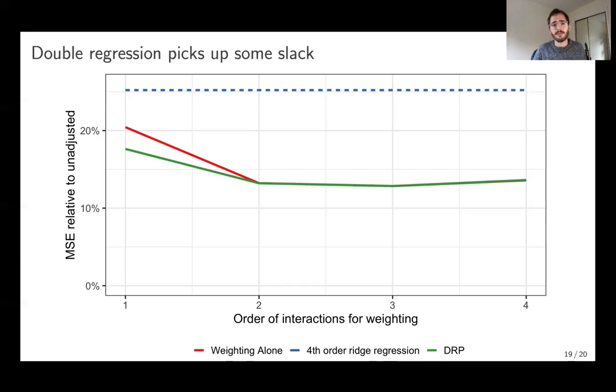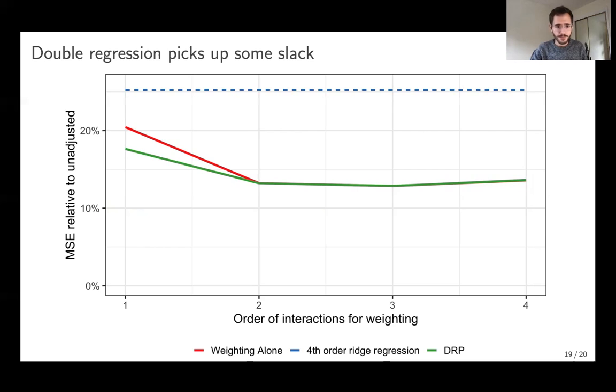We can now look at what happens if we combine with an outcome model. The blue dashed line is just using a fourth order ridge regression. And here we see it does way worse than raking if you look at the first order interaction, but combining raking and that model improves over both, and our DRP estimator has better MSE. But then once we start balancing higher order interactions, the DRP estimate just collapses to the weighting estimate because the outcome model is not picking up anything different.